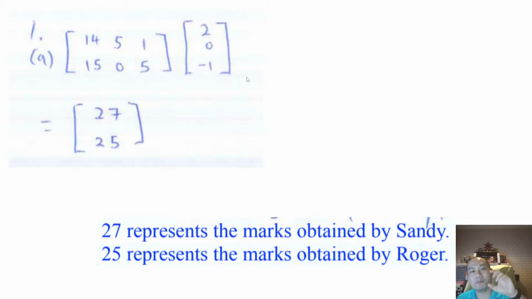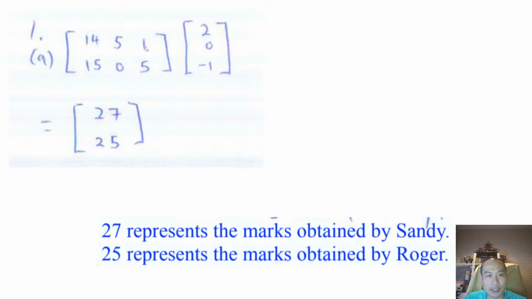Now, here's where things get interesting because now we have context. I think if you analyze what's actually happening here, things start to make a lot of sense because based on the context, the first row here, 14, 5, and 1, represents Sandy, right? So Sandy has 14 correct questions, 5 questions that she did not attempt, and 1 question she got incorrect. The second row here represents Roger, right? So the row here, Roger, 15 correct, 0 non-attempt, and 5 incorrect.